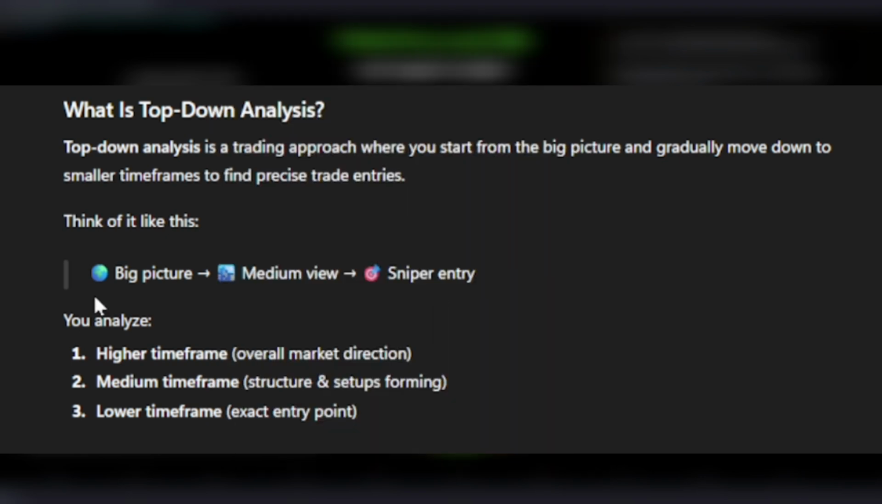You analyze from the higher time frame, you see the market direction. Then on the 4-hour time frame, you see structure and setups forming. Then on a lower time frame like 5 minutes, we see the exact entry point. So let's start doing top-down analysis from the monthly time frame.